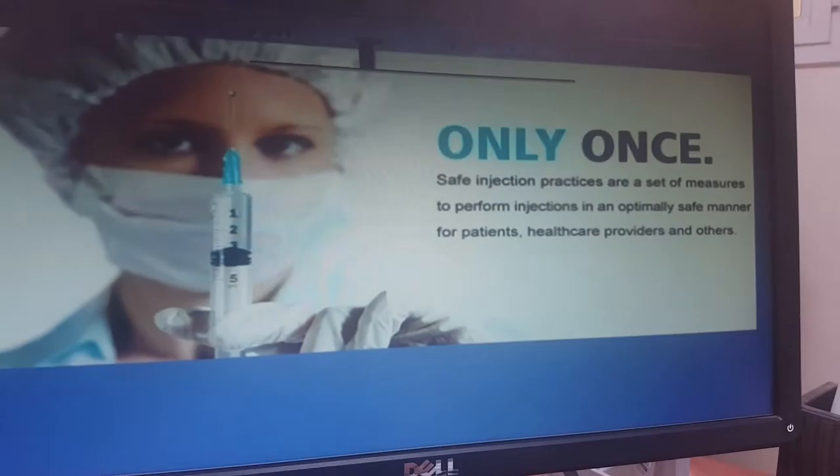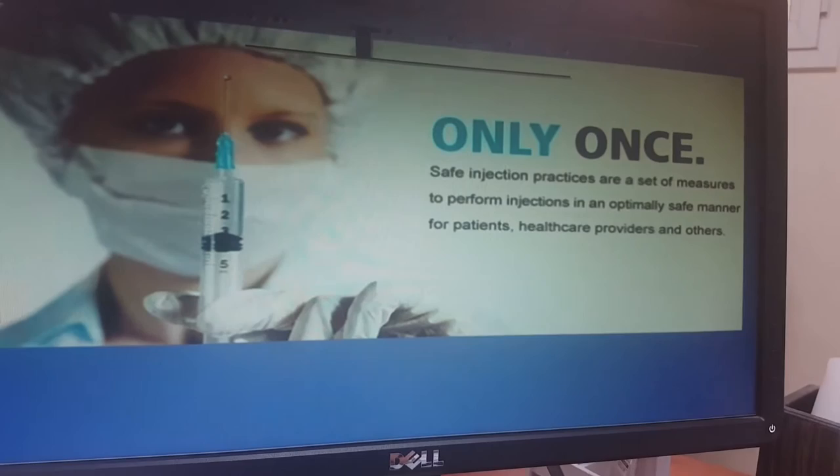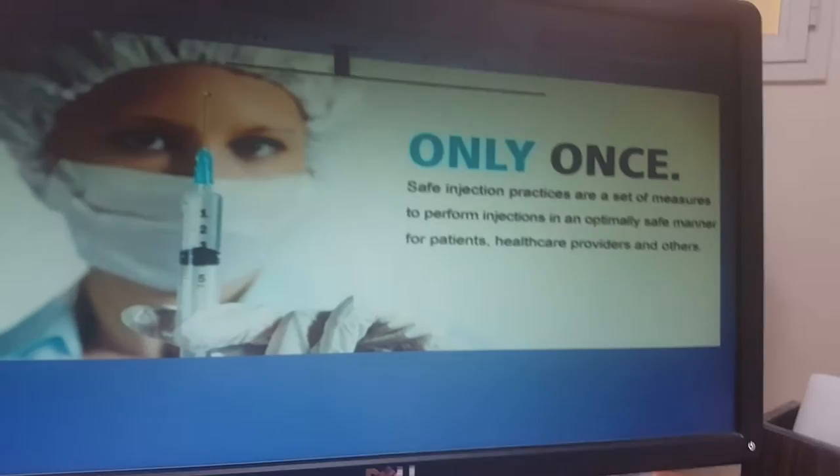Safe injection practice is a set of measures to perform injections in an optimally safe manner for patients, healthcare providers, and others. Safe injection practice.